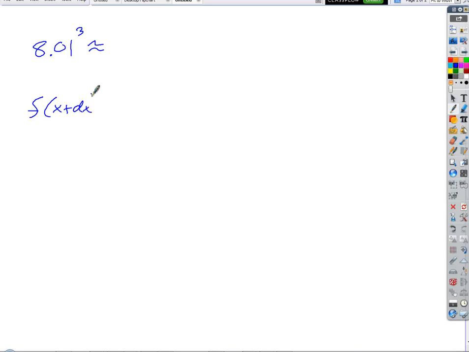So would 8.01 be C? So what's always my approximation? It's going to be f of x plus delta x is always going to be approximated by what? f of x plus dy, right? And we know what dy is. dy is just f prime of x dx, right? Okay. Does that make sense?